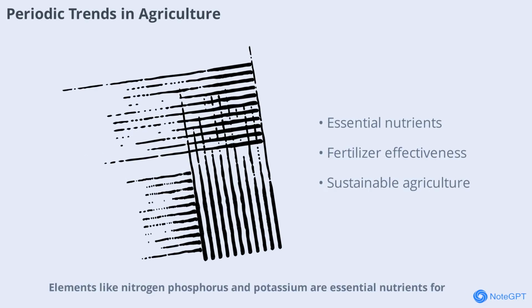Elements like nitrogen, phosphorus, and potassium are essential nutrients for plants and are supplied through fertilizers. Their effectiveness and uptake by plants depend on their periodic properties, such as solubility and ionic form. Understanding these trends helps in developing efficient fertilizers and sustainable farming practices.